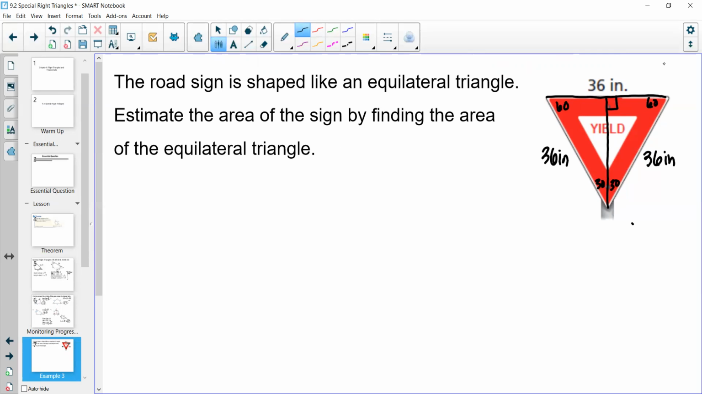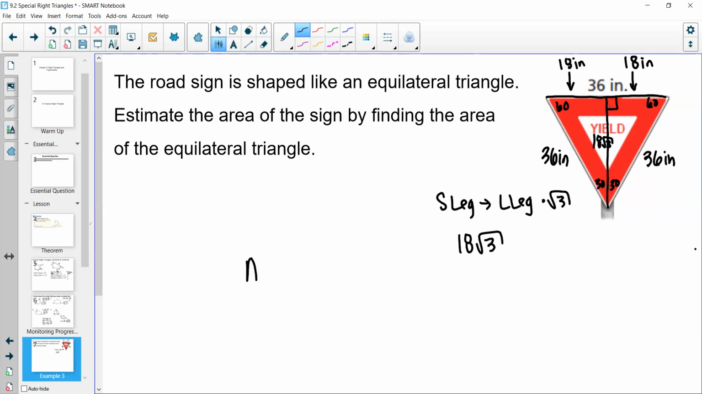And if this length is 36, each individual piece right here is going to be half of that, which is 18 inches. So as those are 18, what that means is we now need to find the length of the long leg to then determine what the area is, because we need to find that altitude or that height. So to find the length of that long leg, remember to go from the short leg to the long leg, we are going to multiply by the square root of 3. And so that's what we're going to do here. We're going to do 18 times the square root of 3. That is what this piece is.